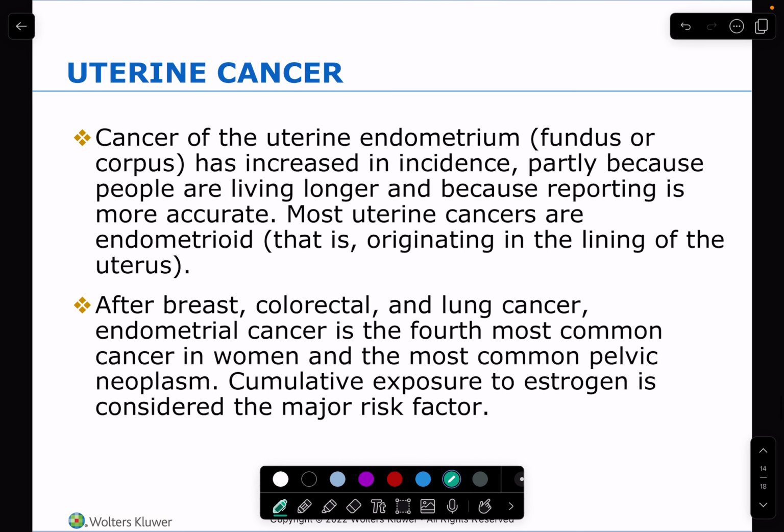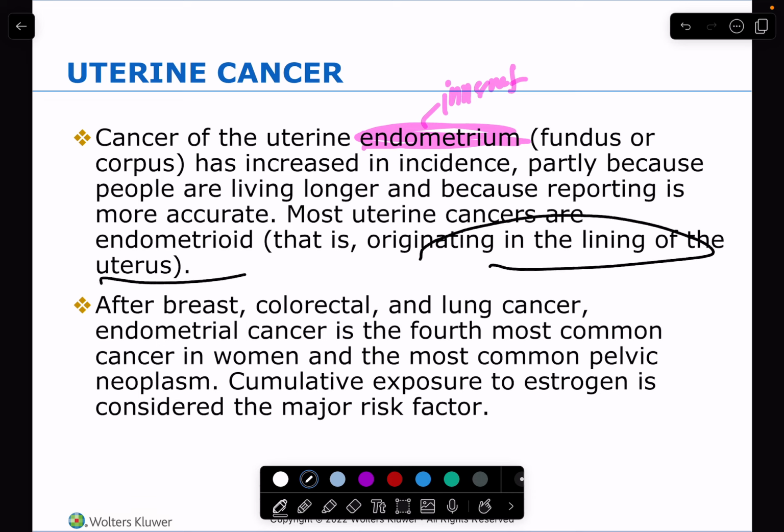So, in the cancer of the uterine endometrium or the innermost lining, endometrium is the innermost. No? Fundus or corpus cancer has increased in incidence partly because people are living longer and because reporting is more accurate. Most uterine cancers are endometrioid. Endometrioid is the innermost lining. Okay? After breast, colorectal and lung cancer, endometrial cancer is the fourth most common cancer in women and the most common pelvic neoplasm. Cumulative exposure to estrogen.